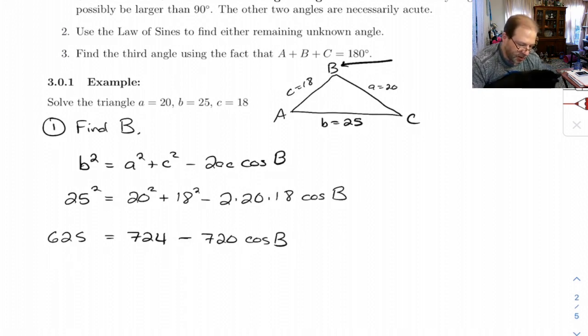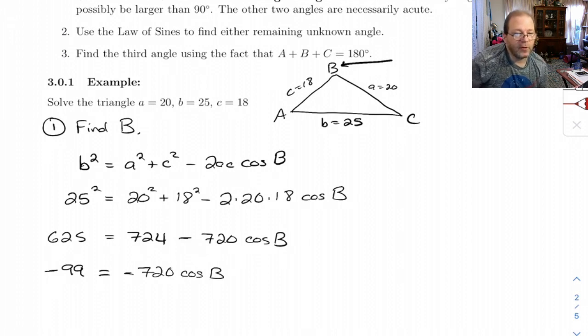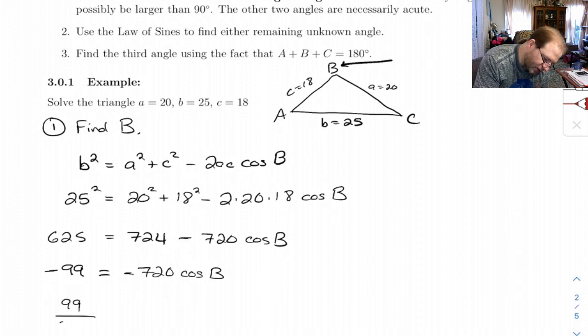All right, so I'm going to take that 724 off of both sides and do 625 minus 724, and that gives me negative 99. So negative 99 is negative 720 cosine B. And so now I'm going to divide both sides of this. So I get 99 over 720 equals cosine B.